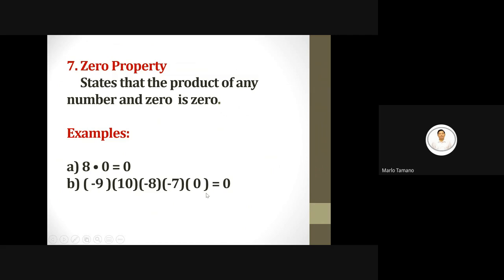Tignan niyo muna po, titigan. Tapos, kung meron, automatic po 0 ang inyong sagot. Okay? So, masasayang po yung pagmumultiply ninyo ng negative 9 times 10, negative 90, negative 90 times negative 8. Hanggang sa marating ninyo, ay 0 lang pala yung nasa dulo. Alright. So, at least kapag tinignan nyo, alam na ninyo kaagad ang sagot na 0.